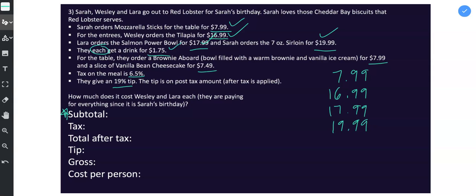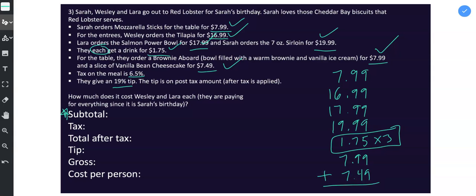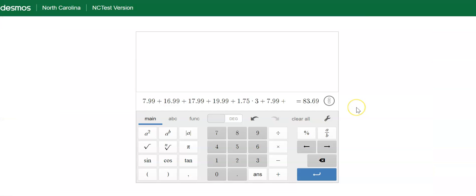Okay, the drinks for $1.75, so I'm going to write $1.75, and then I'll just write times 3. I'm going to put a box around it so I remember to multiply that by 3. The brownie board for $7.99, the first dessert, and they get another dessert for $7.49. And that's everything that they purchased. Now I'm going to pause the video while I type it into the calculator.